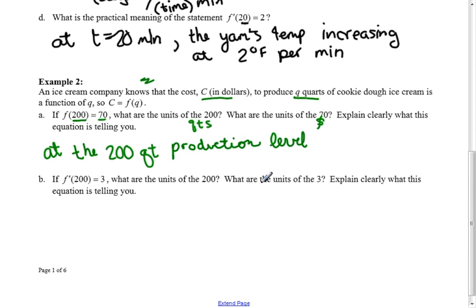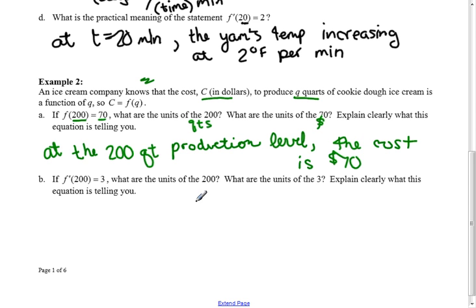Alright, at the 200 quart production level, the cost, the cost in dollars, the cost to produce it, is $70. So if we only make 200 quarts of cookie dough ice cream, then it's going to cost $70 to produce that.